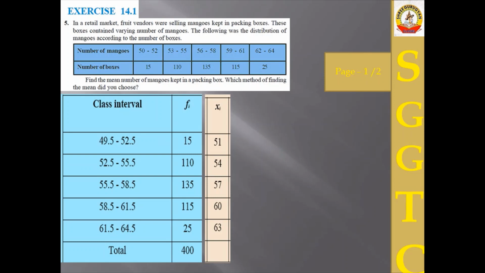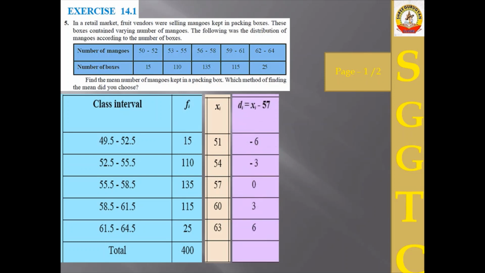Like all you calculate, we are going to assume a mean. What is the assumed mean? The center value of Xi is called your assumed mean. What is the assumed mean here? 57. So 51 minus 57 is minus 6. 54 minus 57 is minus 3. And 57 minus 57 itself is 0. 60 minus 57 is 3. And 63 minus 57 becomes 6.